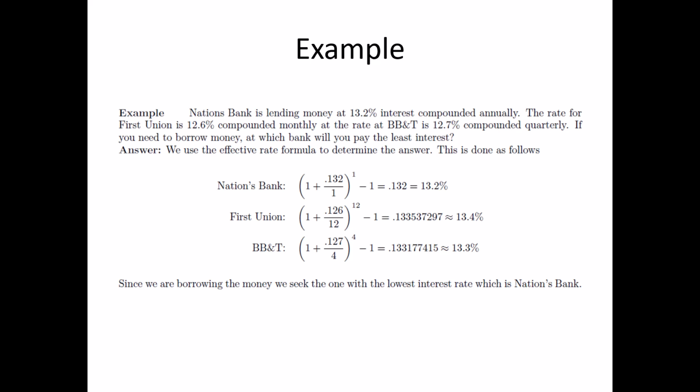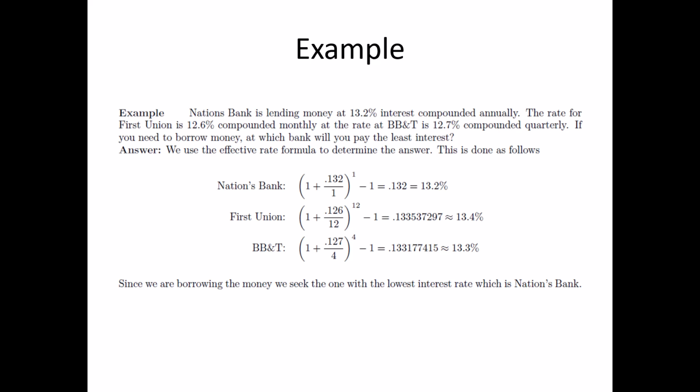So Nations Bank, the simple interest rate needed to match the compounding interest rate is 13.2%. For First Union, we plug in their values, where we have 1 plus 0.126 divided by 12. And then we're going to raise that sum to the 12th power, and then we'll subtract 1 from that. And we end up with about 13.4% simple interest rate, or effective rate.